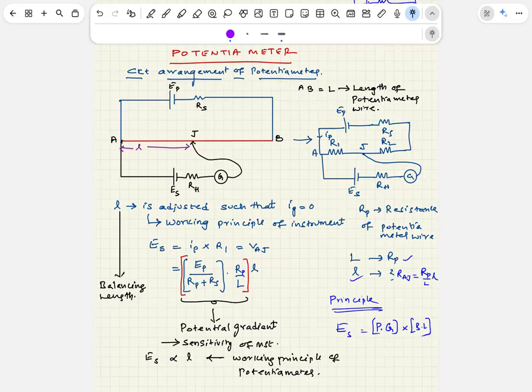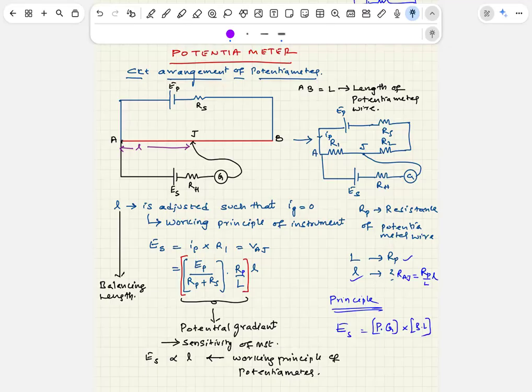So the deflections on both the sides. Got a point? That is also important. If this is not done, no use. These are the two fundamental conditions of the potentiometer. One more important point.